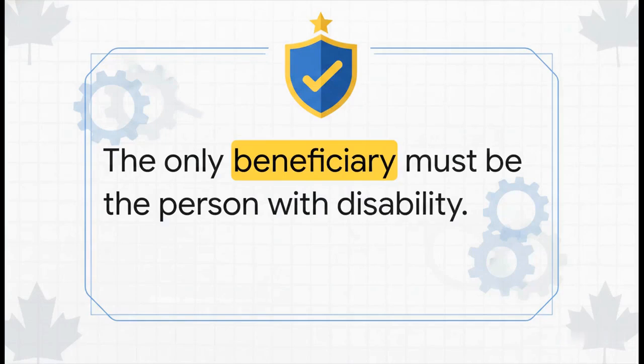Now, this is a crucial point to remember. The only beneficiary of an RDSP must be the person with the disability, nobody else. If the holders of the account want another person to manage or oversee the RDSP in the future, they really need to specify that person in their will. Otherwise, if there's no will or no designated person, the future control of that account may end up being determined through the estate process, which can obviously get a bit complicated.